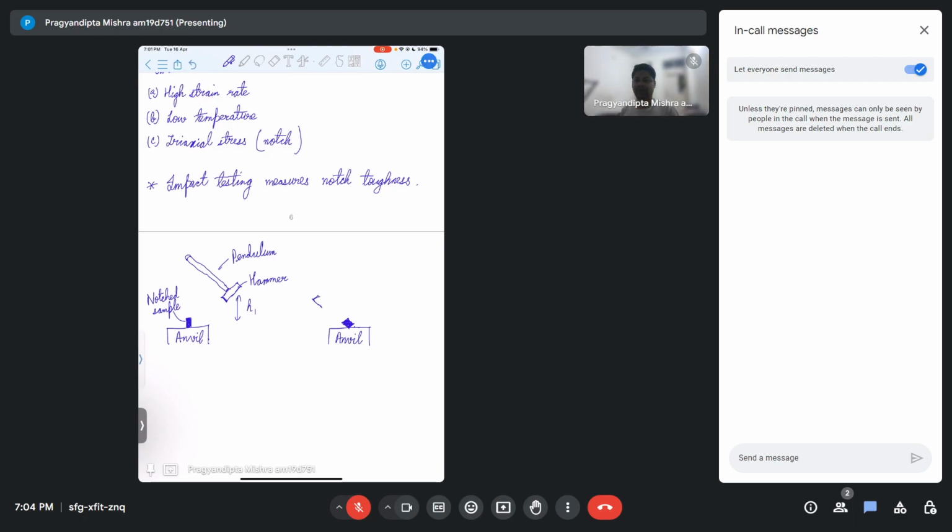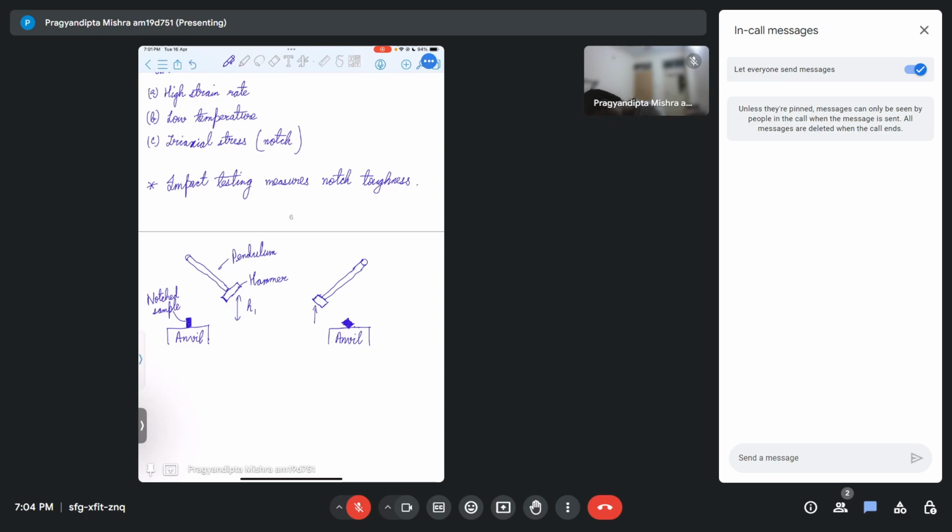Okay. So the two types of testing are Charpy and Izod. So Charpy works something like this. We have the anvil. Let me just place the sample first. So this is the sample. We have the notch. And the anvil will be placed here. Like this will be the anvil.